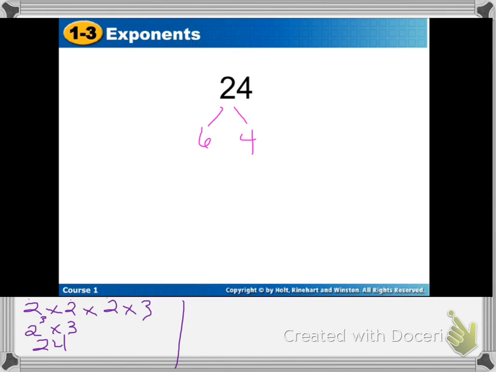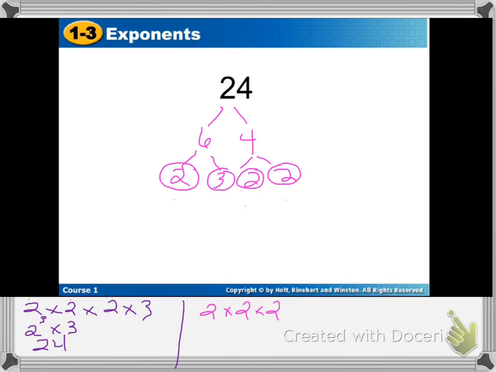Well, neither 6 nor 4 is prime, so I need to branch from each of these. So to get 6, I would multiply 2 and 3, and both of those are prime. And to get 4, I would branch 2 and 2, and both of those are prime. So now if I write this one in factor form, I want to make sure that I put them in order. I have 3 2's. We're always least to greatest, so it's 2 times 2 times 2.